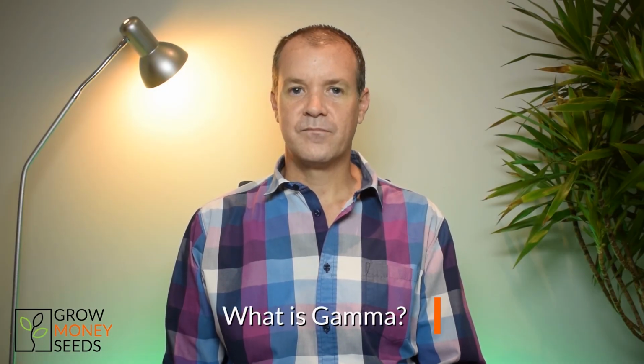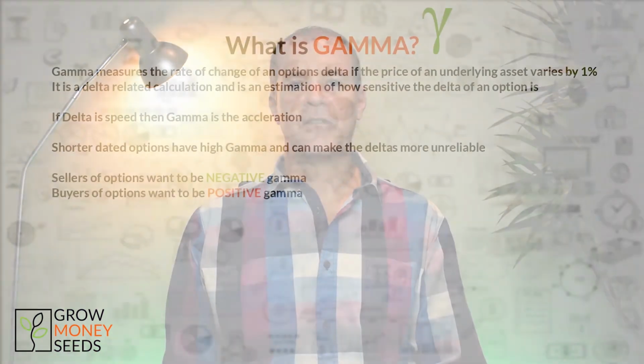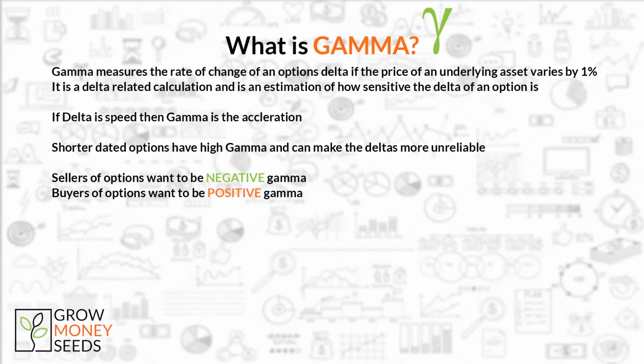What is gamma? Gamma measures the rate of change of an option's delta if the price of an underlying asset varies by 1%. It is a delta-related calculation and an estimation of how sensitive the delta of an option is. Think of delta as speed and gamma as acceleration.